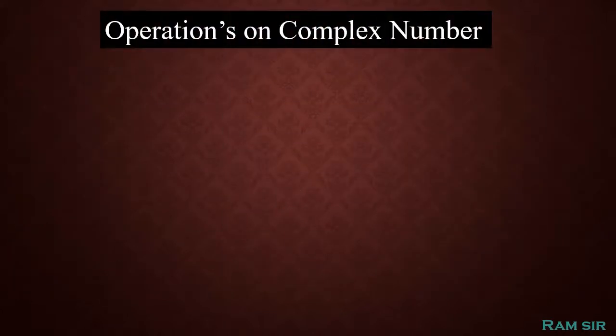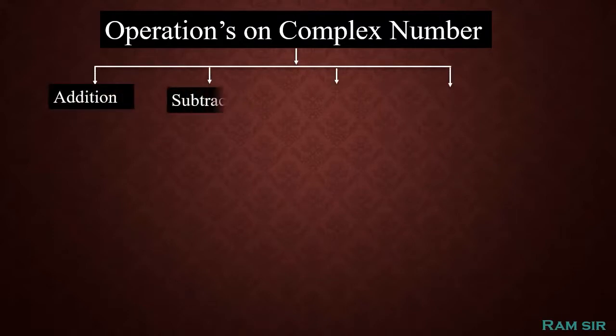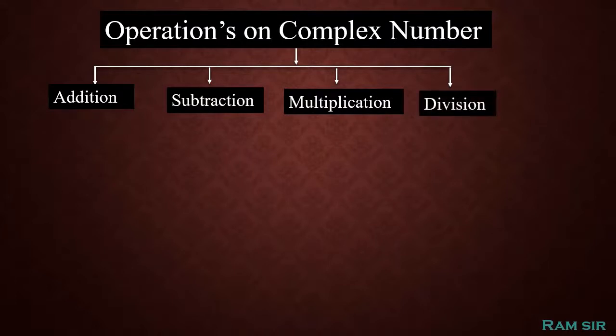Now we'll discuss operations on complex numbers. The basic operations are addition of complex numbers, subtraction of complex numbers, multiplication of complex numbers, as well as the division of complex numbers. But for division of complex numbers, there is no direct division operation. For the division operation, we use the concept of conjugate. Therefore we discussed conjugate first, so that we easily understand how to do division of two complex numbers.